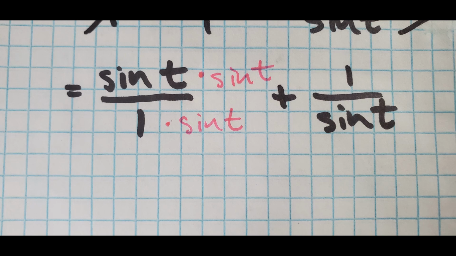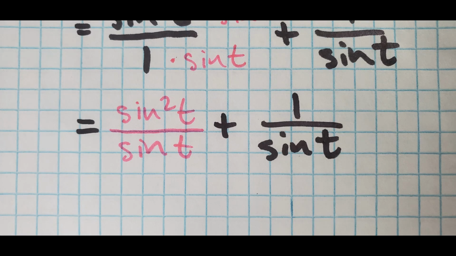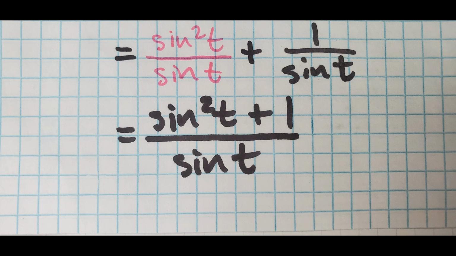So then we're going to get sine squared of t over sine of t plus 1 over sine of t. Now the bottoms match, so we're going to be able to add the tops and keep the bottom the same. So if we do that, we get sine squared of t plus 1 divided by sine of t. Okay, so that's good to go.